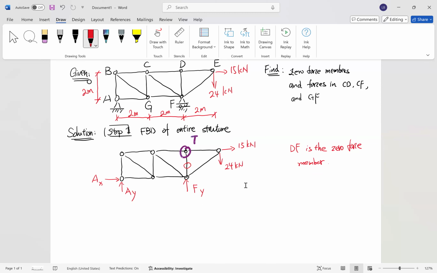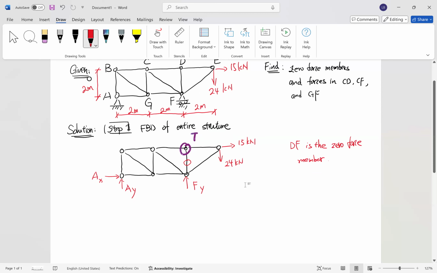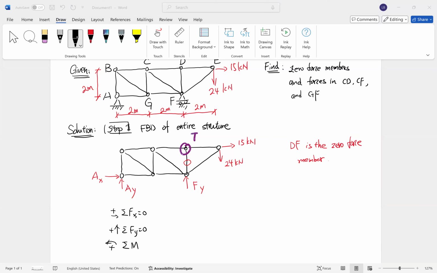So now we are going to establish the equations of equilibrium. For this entire structure, how many equations do we have? Since it is a rigid body, we have the summation of forces along the x direction, forces along the y direction, and summation of moment, right? Summation of moment about which point? One idea is A, because we have the most unknowns, and the lines of action of the most unknowns cross A here.